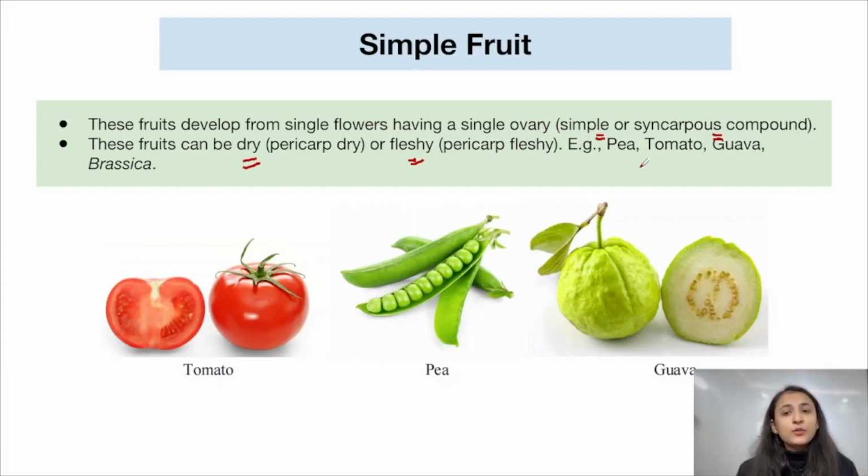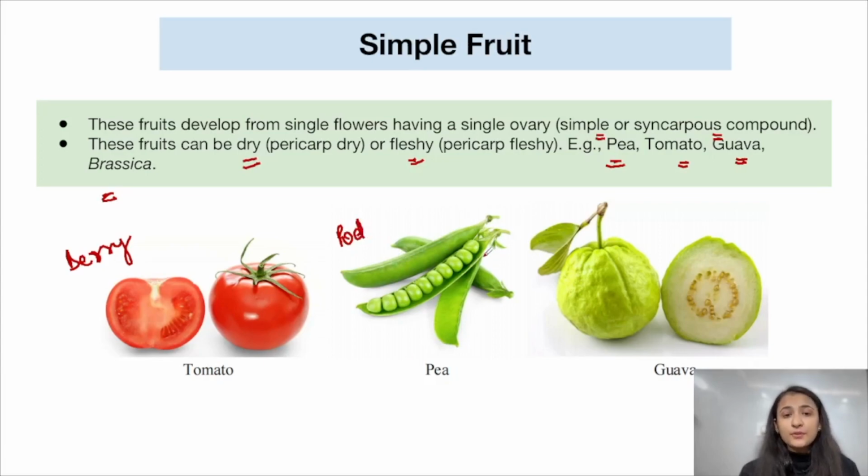Now examples of simple fruits are pea, tomato, guava, brassica. Now you can see here, this is tomato. Okay, the whole of the tomato is edible. We do not leave any portion of the tomato. Each and every part of tomato is edible, except this calyx region, these leftover sepals; we consume the whole fruit. So tomato is the berry. Then this is the pea pod, which is a pod.